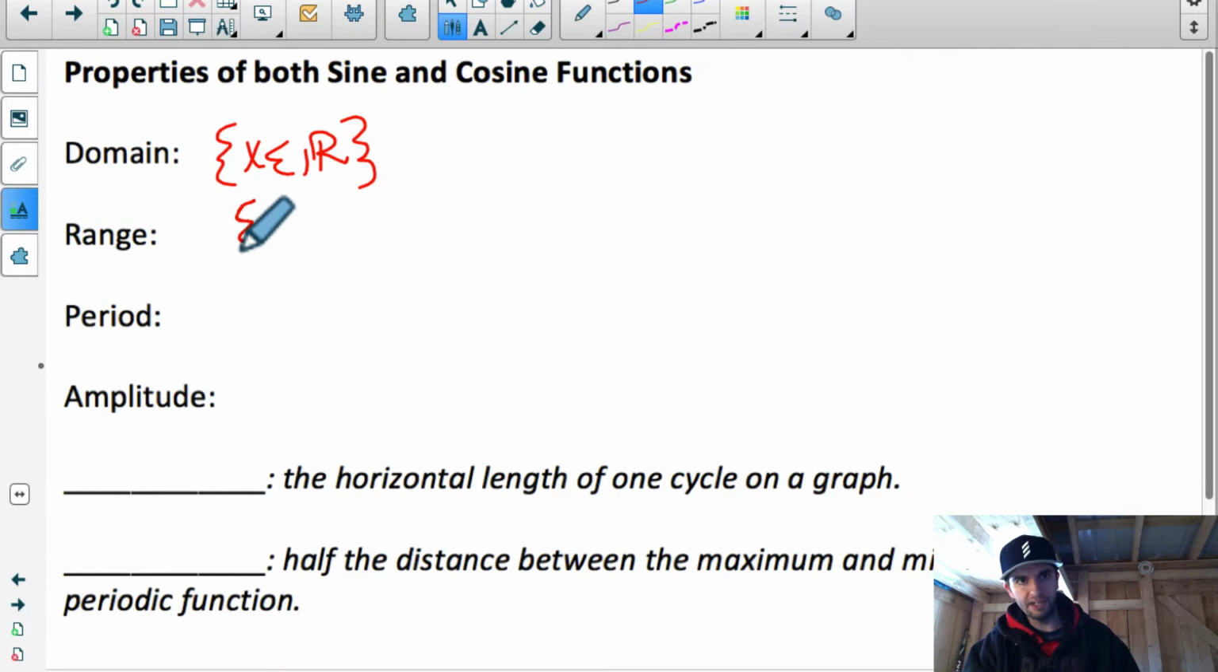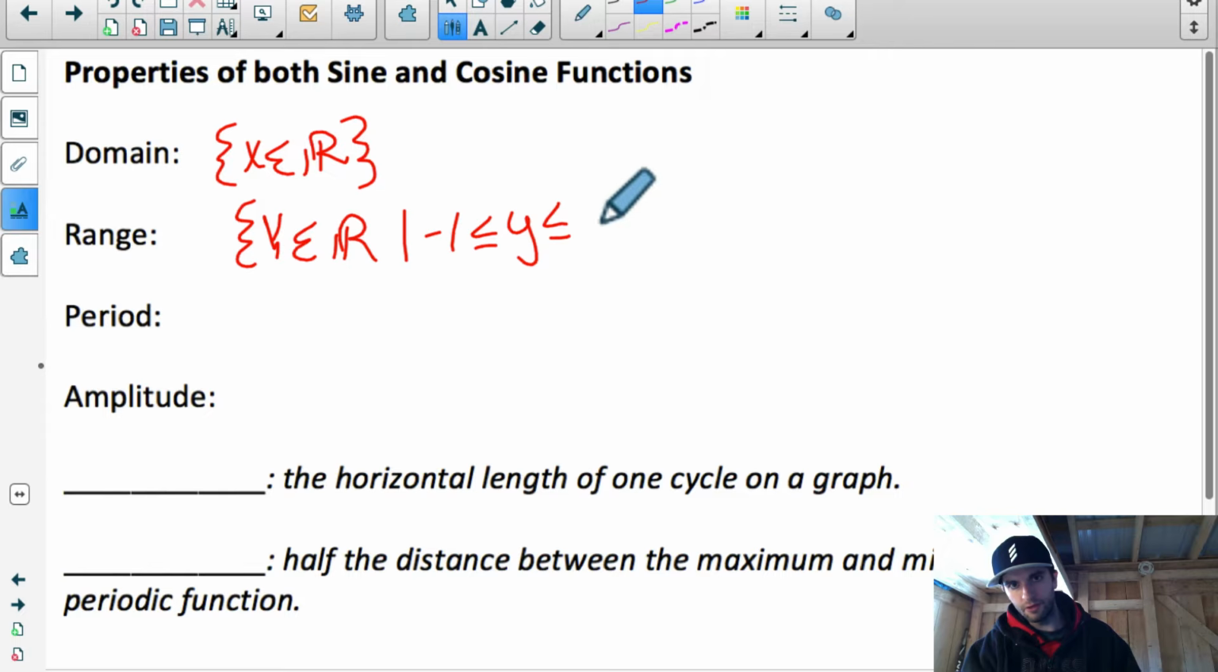So the range, y can be any real number that is within that interval. So we can write that like this: y is any real number, given that y is between, including, negative 1 and 1. The period of sine and cosine is 2 pi. That's how long it takes to do one complete cycle.